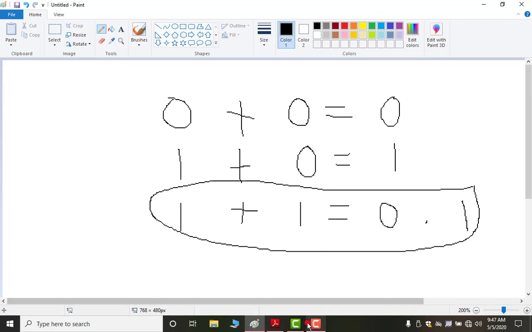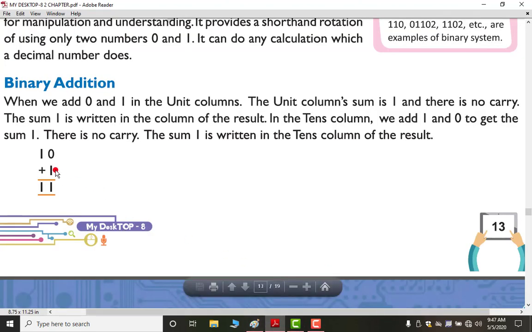Now let's move to your book. Here we have to add 1 0 with 1. Don't count it as 10. It is 1 0 and this is 1. So 0 plus 1 will give you 1. And simply 1, here we don't have the second value, so you have to copy it. Same here. So these are the things by which you can do binary addition.